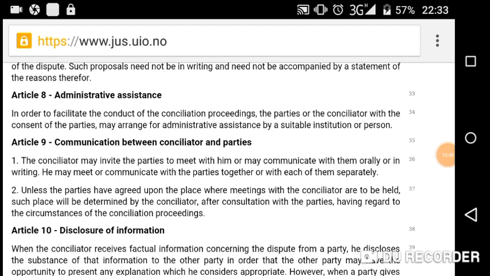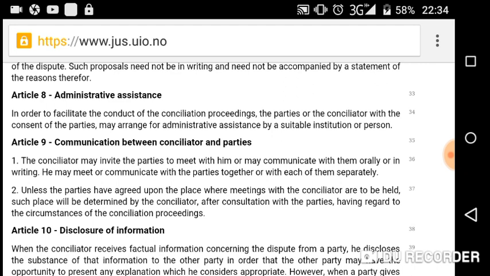Administrative assistance. In order to facilitate the conduct of the conciliation proceeding, the parties, or the conciliator with the consent of the parties, may arrange for administrative assistance by a suitable institution or person.